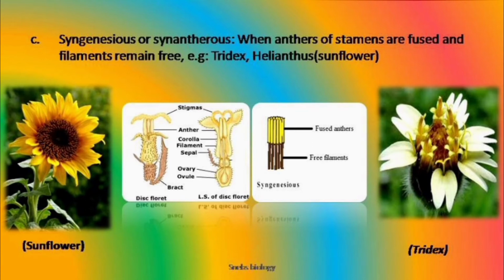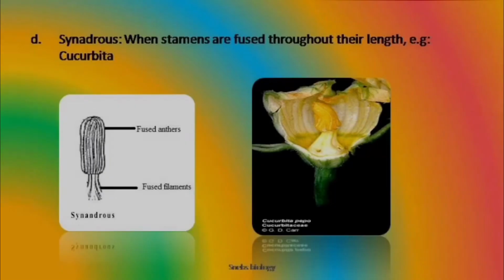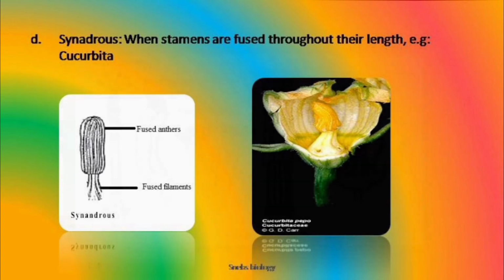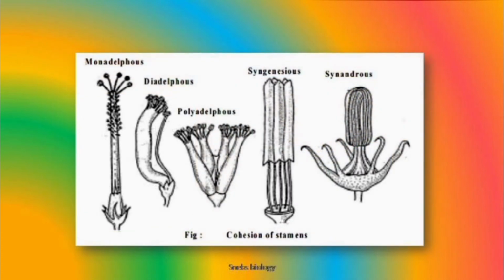That means sunflower family. In the third condition, both are fused. That means anthers and filaments are fused. This condition is known as synandrous. Here syn is again for fused and androus for androecium. Example is cucurbita.